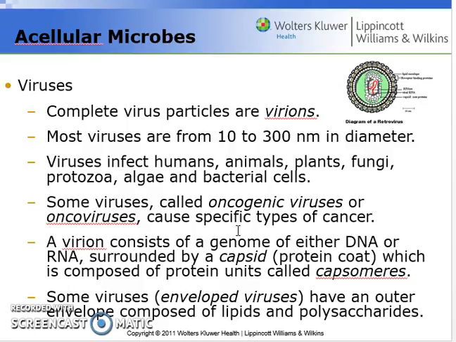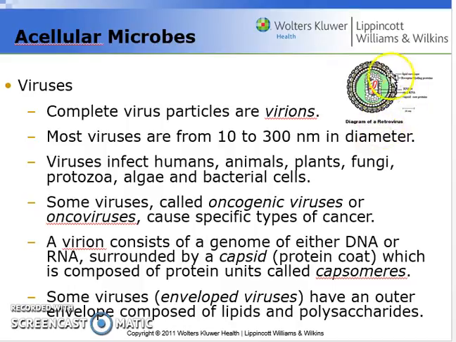So there are a lot of different structures when it comes to viruses. We can have naked viruses, or we can have enveloped viruses. So not all viruses will have a membrane surrounding them to protect their genetic material. All viruses will have what's called a capsid, but not all viruses will have an envelope, which is an outer envelope comprised of lipids and polysaccharides making up the virus.